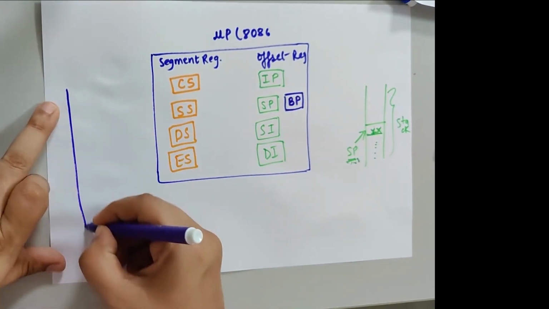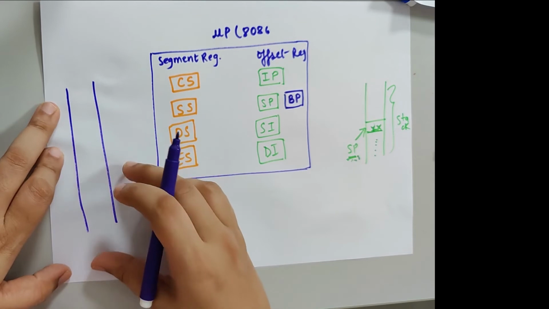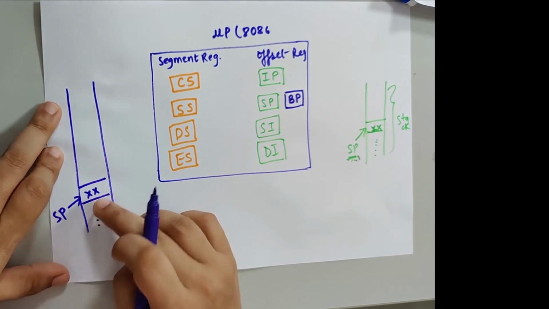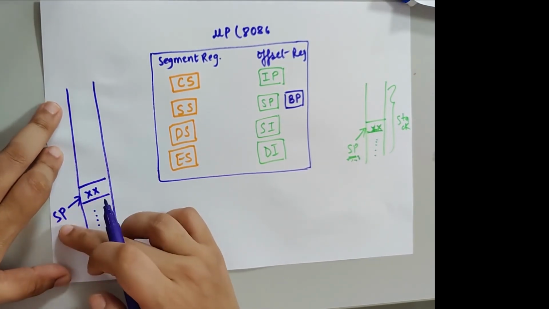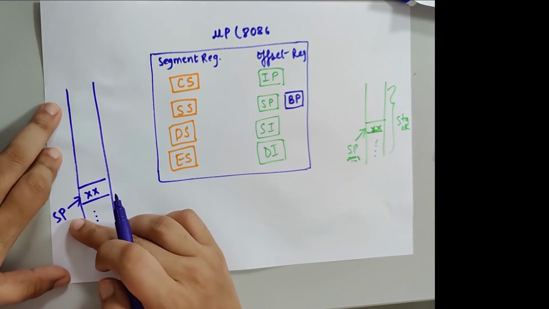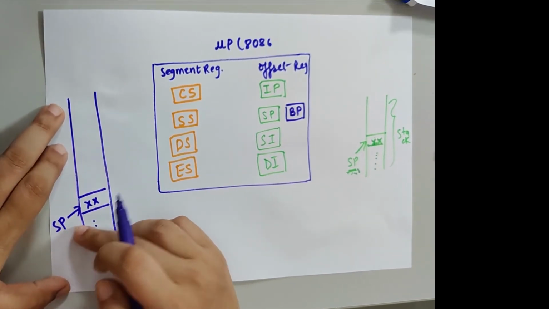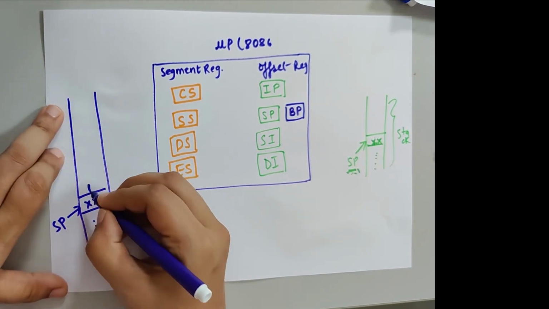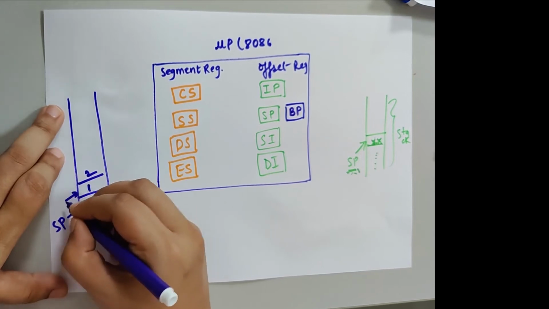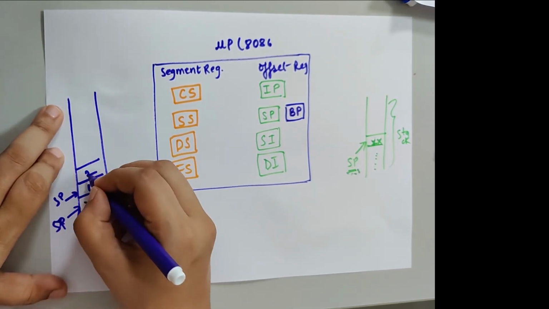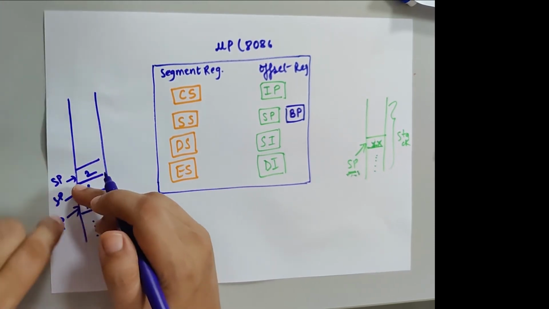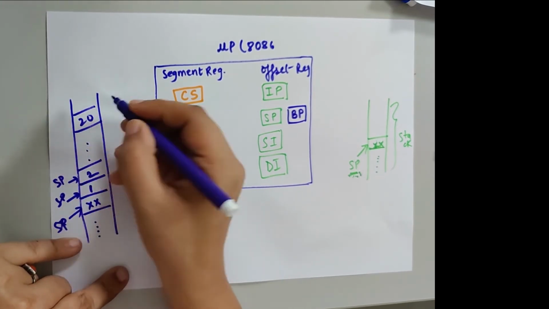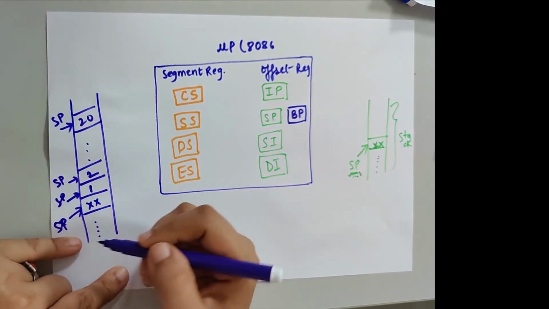Suppose this is my memory. In this memory, this is the stack segment, and I am storing some data. Currently this is the top of the stack segment, which is there in the SP register of the stack segment. Now I want to push 20 values into the stack. So I'll push the first value, push the second value, and every time this SP will move. So this SP represents the top of the stack segment, right? Like that I push the 20th value, and the top will be represented by the SP now.